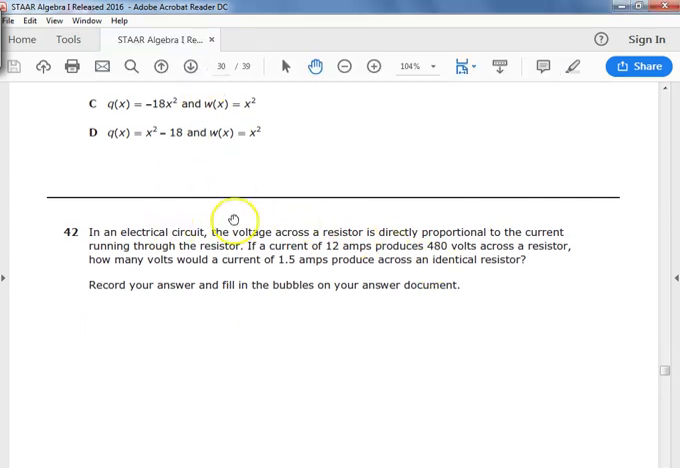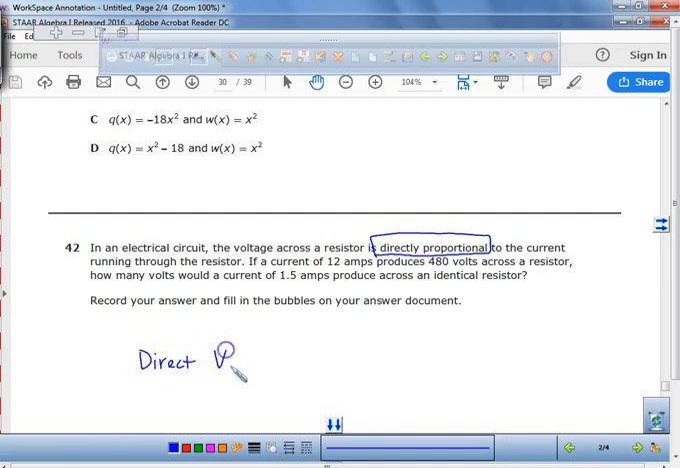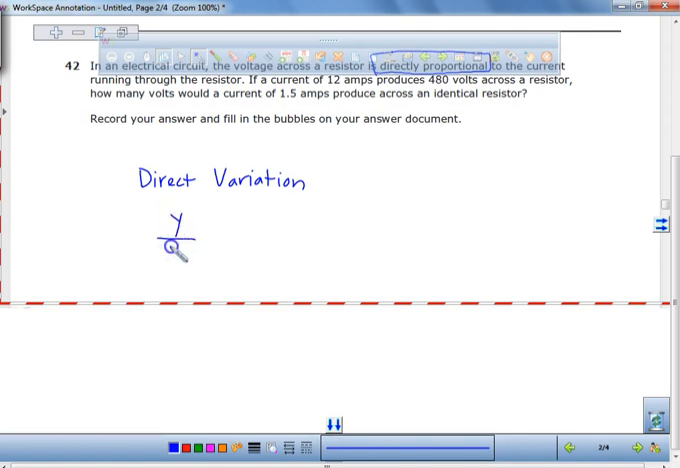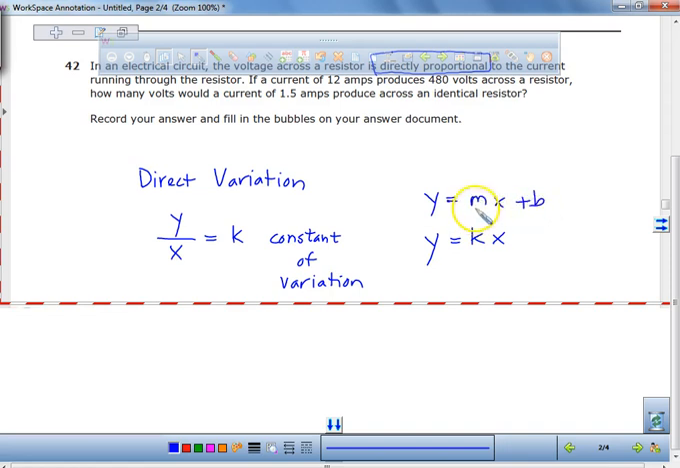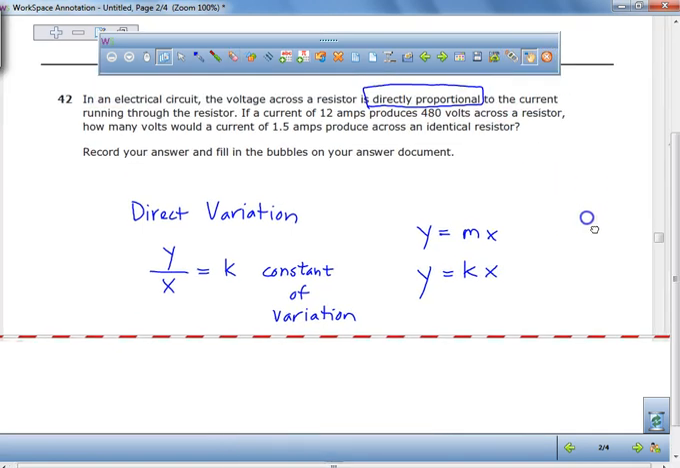Okay. Number 42. It says, in an electrical circuit, the voltage across a resistor is directly proportional. What I want you guys to write down is this is called direct variation. You will have some problems dealing with direct variation. For direct variation, put y over x will always equal k, which is called your constant of variation. You can also see this formula: y equals k times x. Very similar to y equals mx plus b, but with direct variation, your y-intercept will just be 0. So just remember this: m and k mean the exact same thing in direct variation. So this is going to be very, very easy.